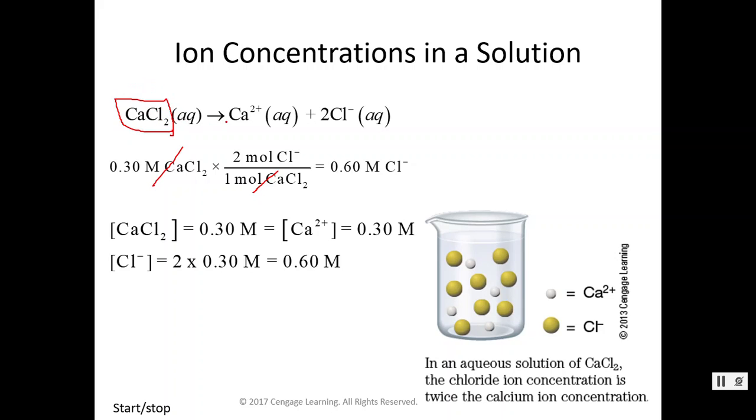So the only take-home point from this slide is that molarities can be used in conjunction with coefficients from a balanced chemical equation to calculate ion concentrations in a solution. And so, for example, with calcium chloride, in a 0.30 molarity calcium chloride solution, I'm going to have the same concentration of calcium ions because it's a 1-to-1 relationship, but I'm going to have twice as much chloride ion because of the 1-to-2 coefficients.